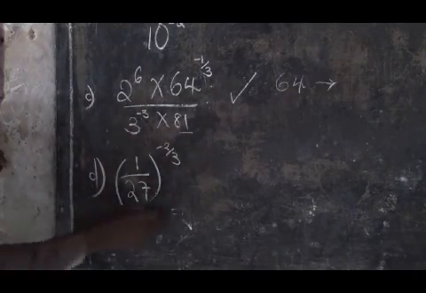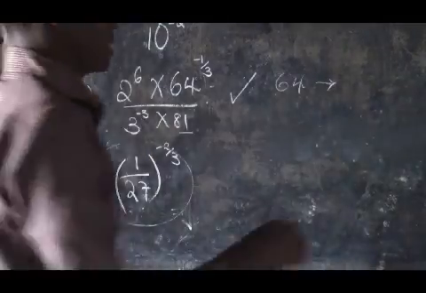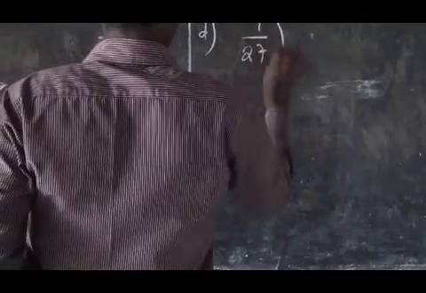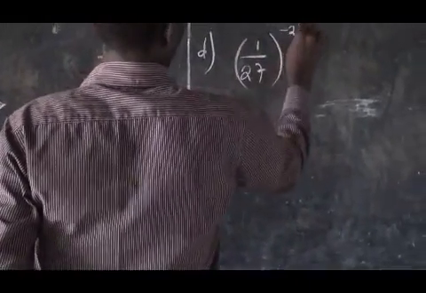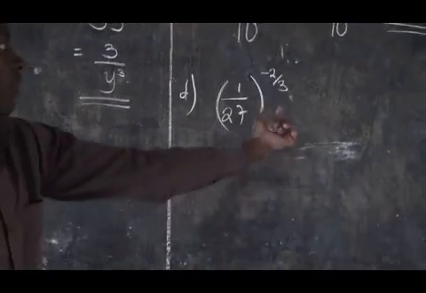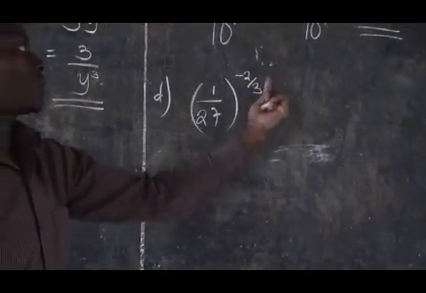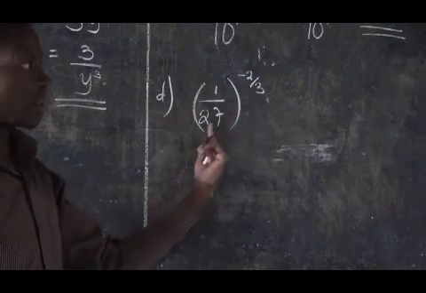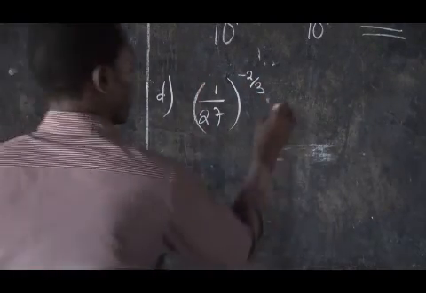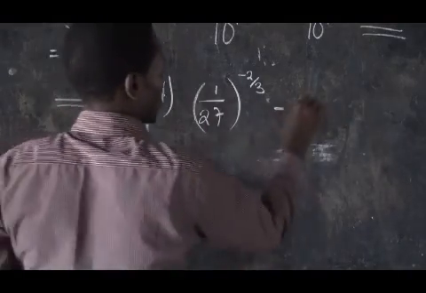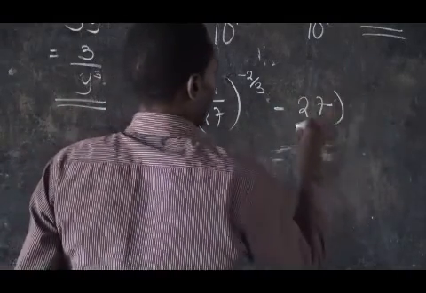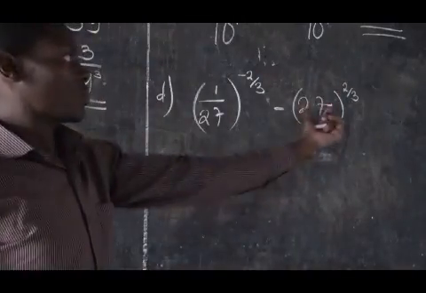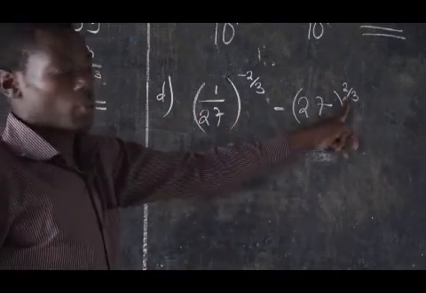Now if we go to part D. Part D is 1 over 27. Power is negative 2 over 3. Now the first thing here is to look at this one to see that the power is negative. Now we get the reciprocal of this, and the power will remain positive. So here we're going to have the reciprocal of this, it is 27. Now the power changes to positive, which is 2 over 3. After getting the reciprocal of this, the power changed to positive.